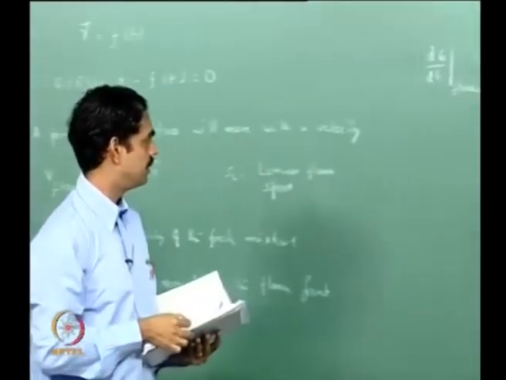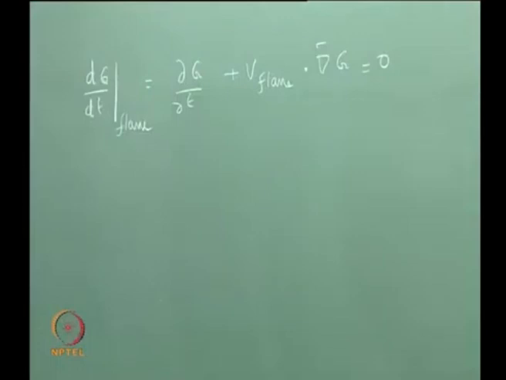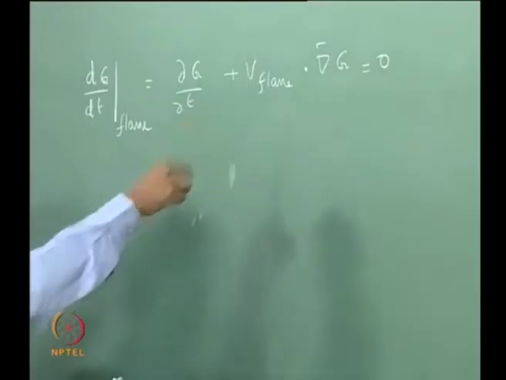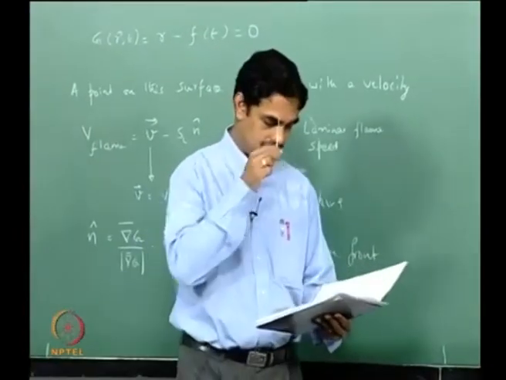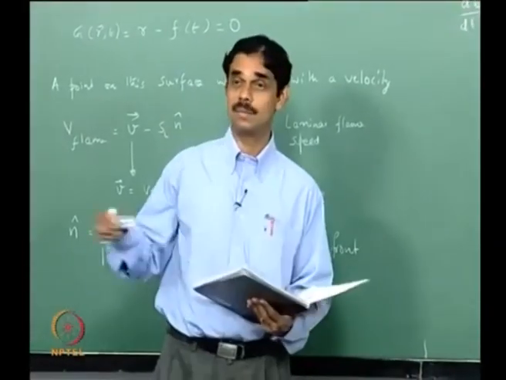So we are tracking the G equal to 0 surface. So dG over dt at the flame will also be 0, because we are sitting on the G equal to 0 surface. So this we can write as partial G by partial t plus V flame dot del G. Okay, so it's straightforward. So now the question is how to write expression for G.